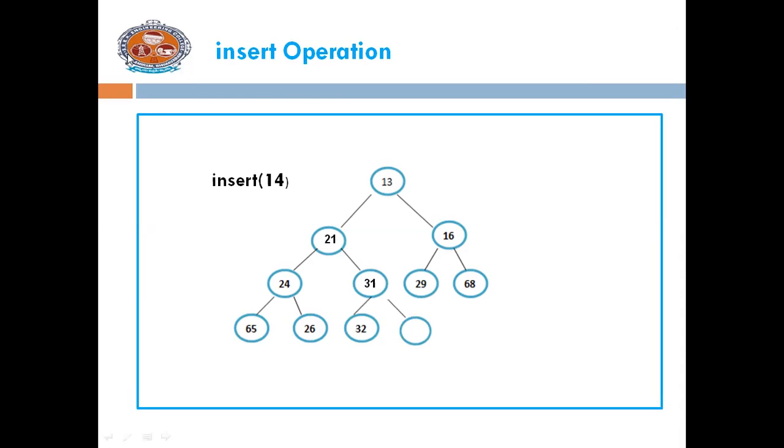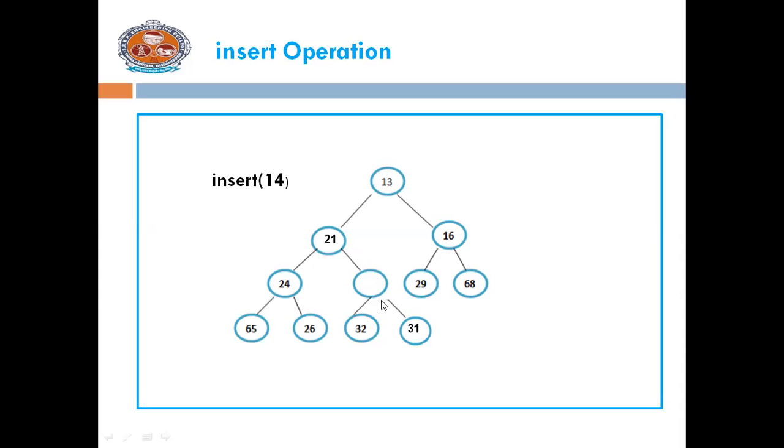So now placing the value 14 would violate the heap order property because it's a min binary heap. So now compare the value 14 with 31. Here 14 is less than the value 31, so move the value down, that means place 31 in this hole, and next compare the value with 21.